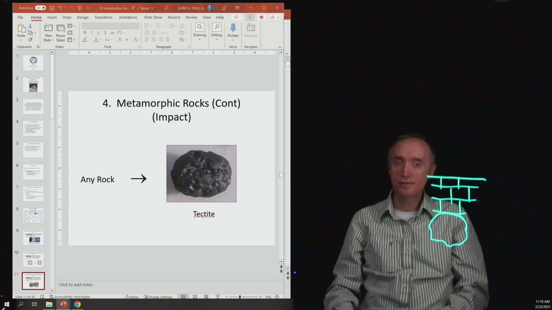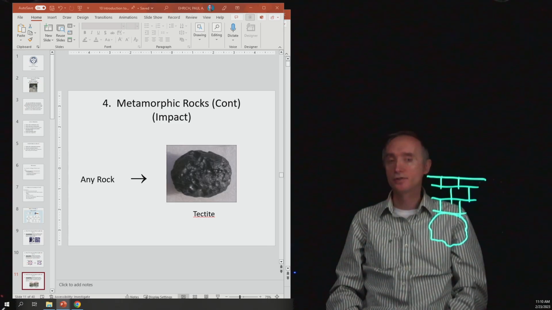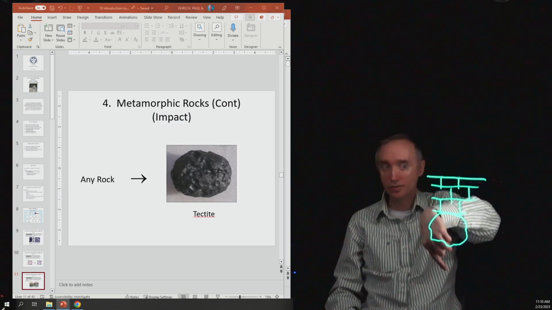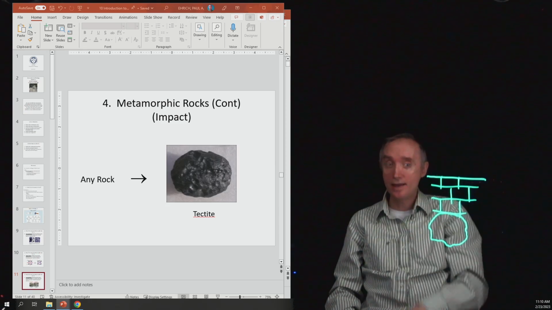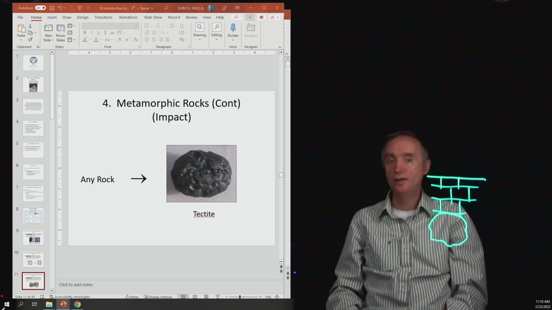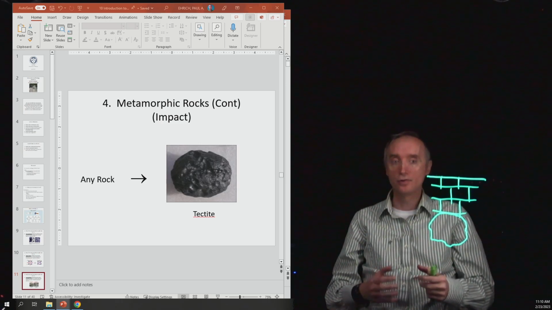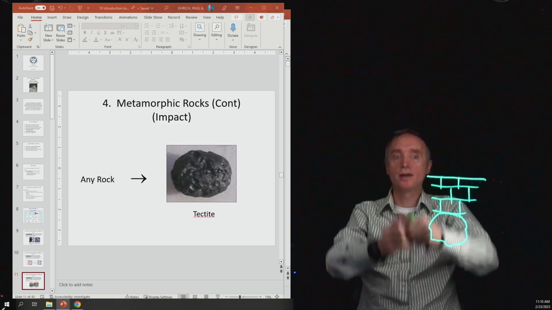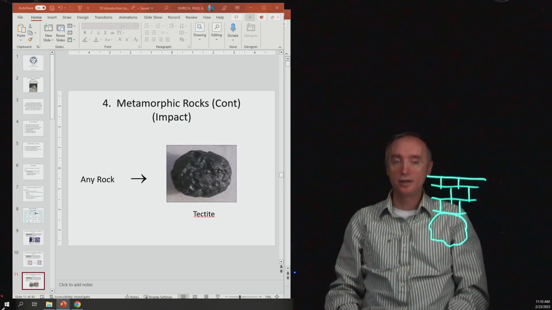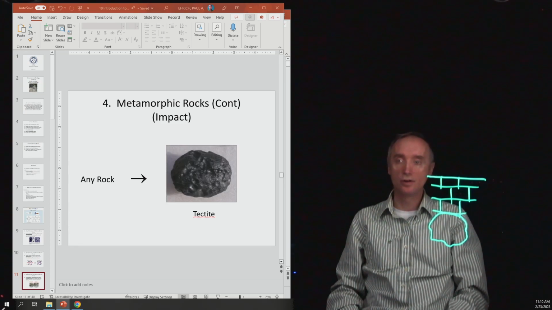Okay, and then our last category of metamorphic rocks is going to be caused by an impact. So this is when a meteorite or a comet strikes the Earth, and it's going to have a lot of pressure because it's going to push into the ground with a lot of force, and it's going to be very hot, so it's going to have lots of heat associated with it. So if you take any kind of rock and you subject it to this impact, those rocks can be altered, and as they are ejected from the impact site, they form these little molten pieces of stuff called a tektite.